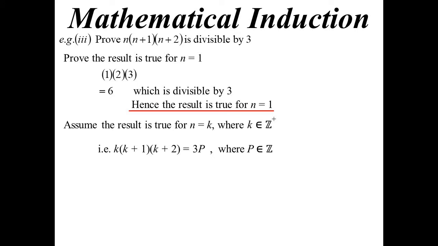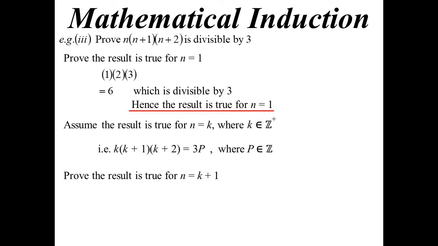The way I write the assumption down is because I want to say it's a multiple of 3. Well, the way of doing that is saying k times k plus 1 times k plus 2 is equal to 3 times something. But obviously that something has to be a whole number or an integer. And by the way, some people think that p should be a positive integer. That's not true, because -6 is divisible by 3.